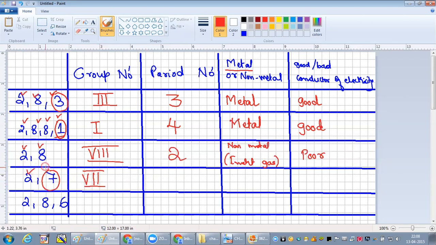Period number, there are 2 shells or 2 orbits, so second period. 7 electrons in its outermost shell. 4, 5, 6, 7 electrons will be non-metals, if these many electrons are there in the outermost shell. And because it's a non-metal, it will again be a poor conductor of electricity.